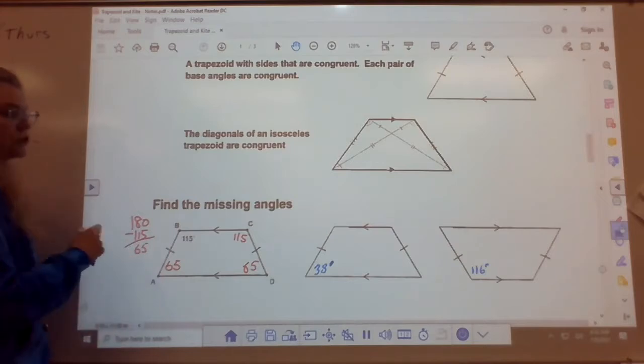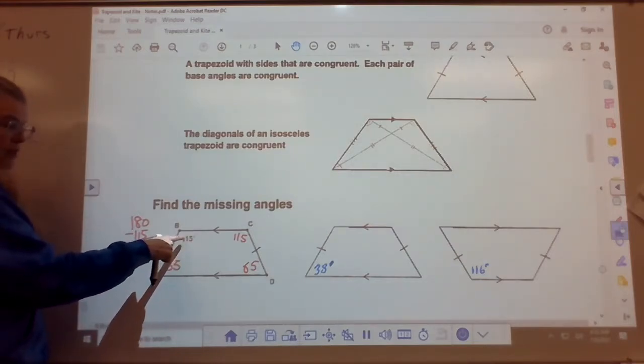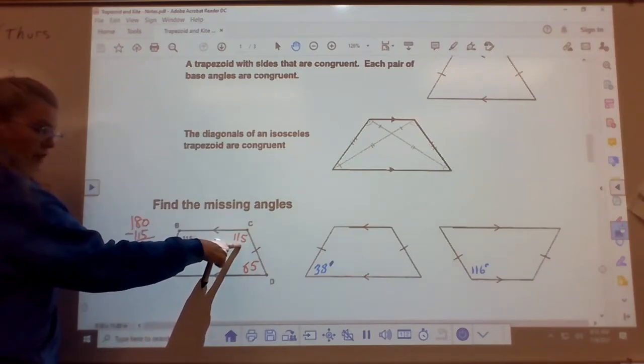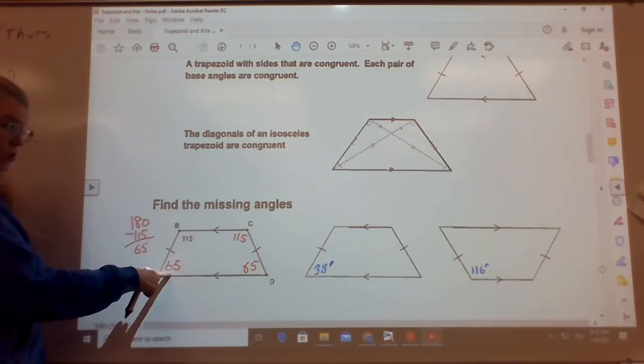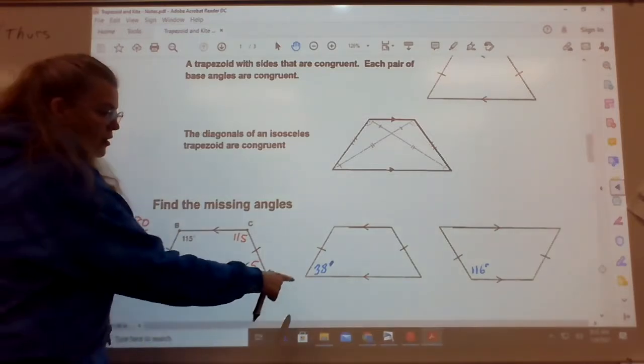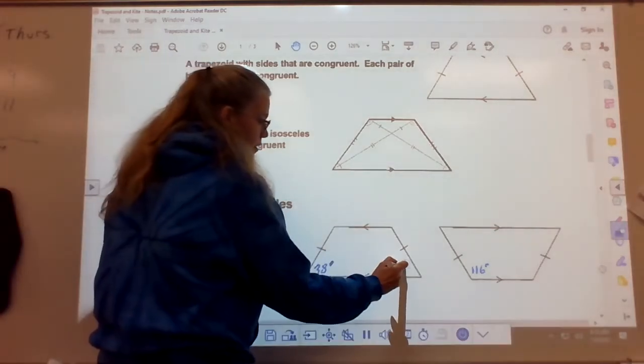So on the isosceles trapezoids, I'm only going to give you one number. So you're going to get the one number. The same number is going to go on the other side. Then use your 180 to find the other angle off of the leg. Same number goes there. So I've got a 38 here. So this is 38, this is 38.